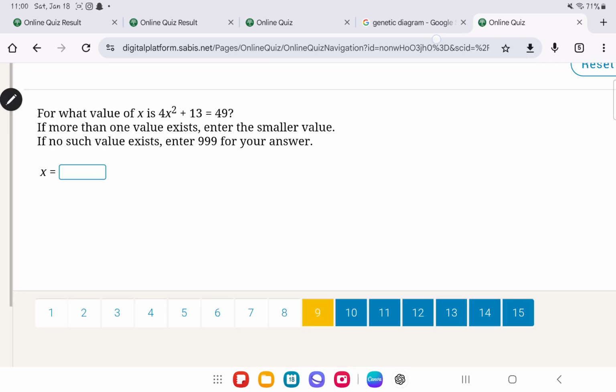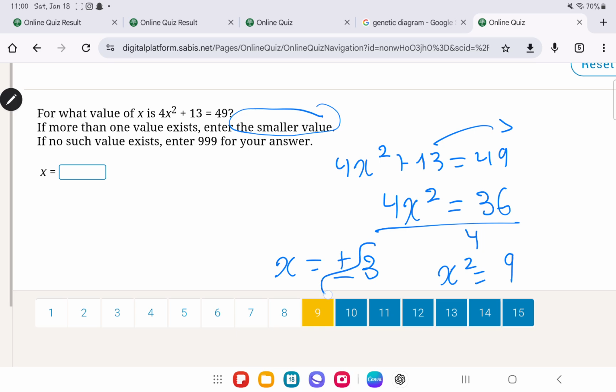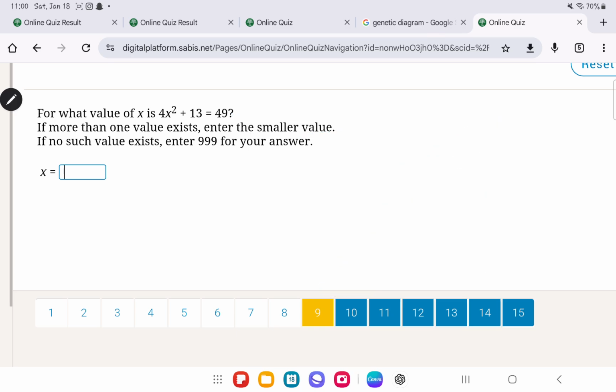Question number 9. Again, the same thing. They need the smaller value. So 4x squared plus 13 is equal to 49. Move this to the other side. So it's going to be 4x squared is equal to 36. Divide by 4. X squared is equal to 9. So x is equal to plus or minus 3. They need the smaller value, so we are then going to take minus 3.